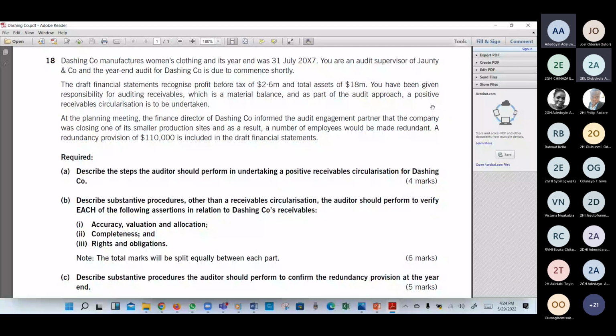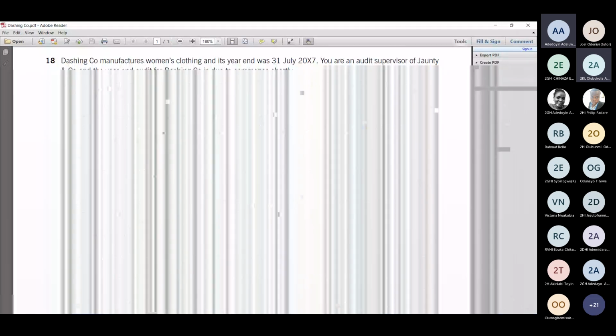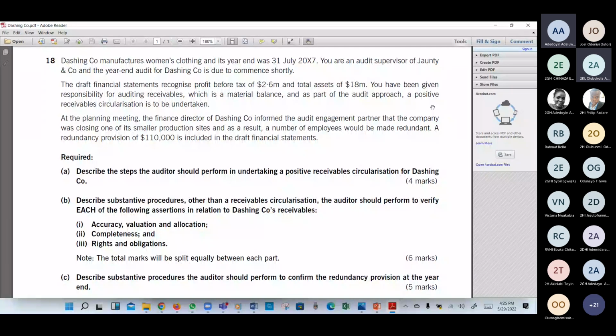Then I would say that, what else? If there is no response, then they should follow up maybe through phone calls or maybe sending the circularization again. But if there is a response, then they should compare it with the receivable balance that the audit client has. We should compare it and investigate any discrepancies. That's what I have to say.